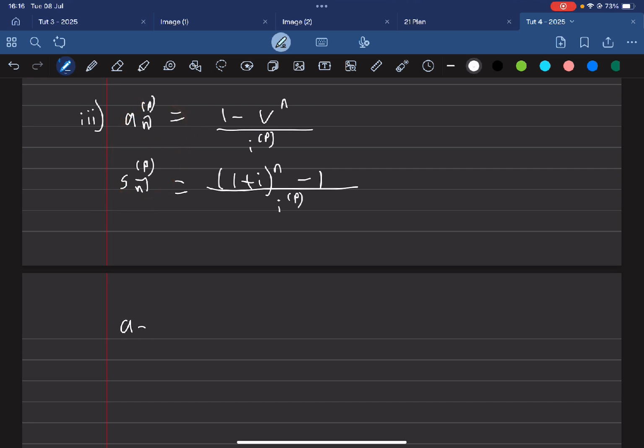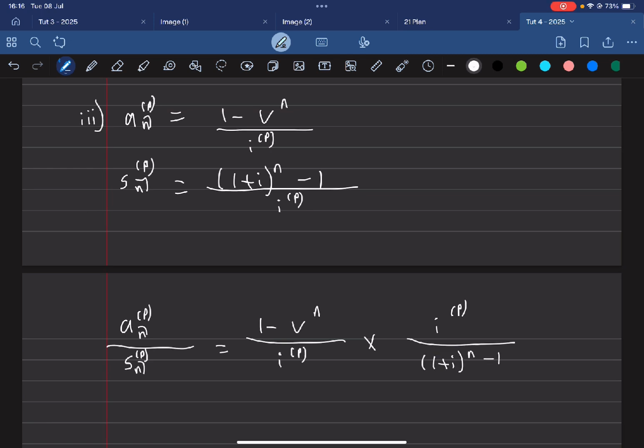So a_n^(p) divided by s_n^(p) is going to be, when we divide it, I'm just going to flip the second one over and times it. So it's going to be 1 minus v to the n over i^(p) multiplied by i^(p) over 1 plus i to the n minus 1.